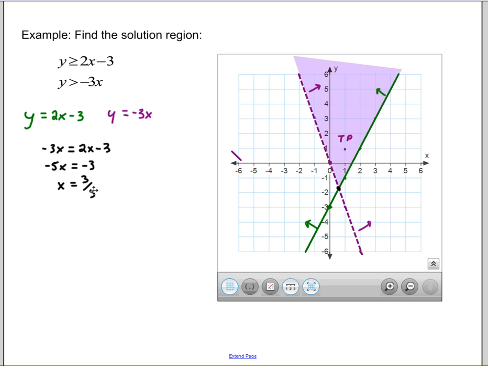3/5. The y value that goes with it, well, this is the easiest equation to use because y is equal to negative 3 times 3/5. Which means that our y value is going to be y equals negative 9 over 5. I didn't need a parenthesis there, but I'll leave it anyways. So this is our coordinate point down here. They intersect at the point 3/5 for x and negative 9/5 for y. And we're done. Hooray!